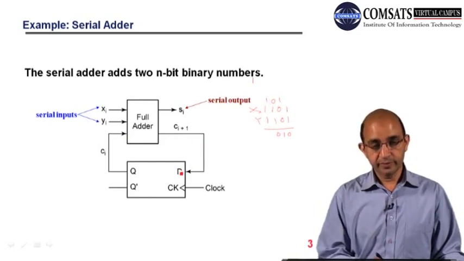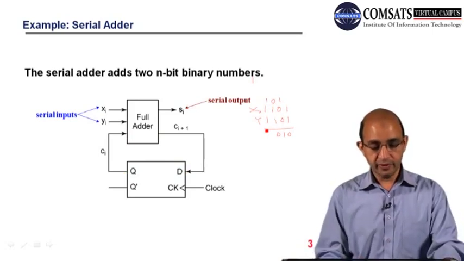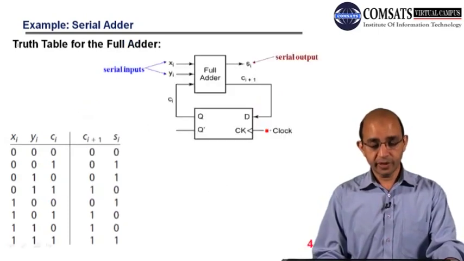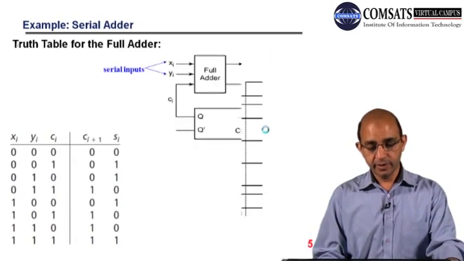That carry has to be moved here, and Q follows D, we all know. Then on the next clock those 3 bits will be added. So this is the functionality of the serial adder. We have assumed that we have 2 numbers, 4 bits each, and we have to add them.